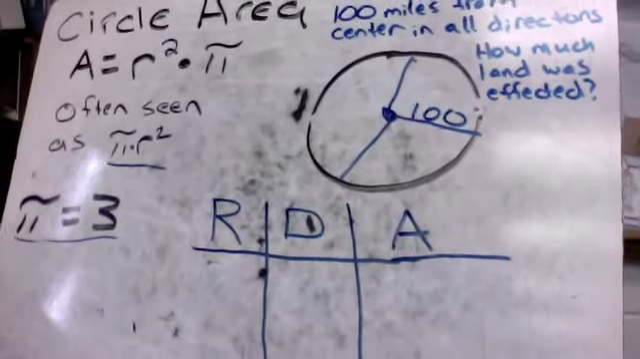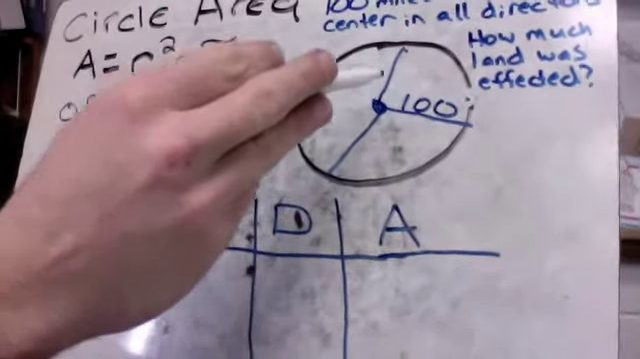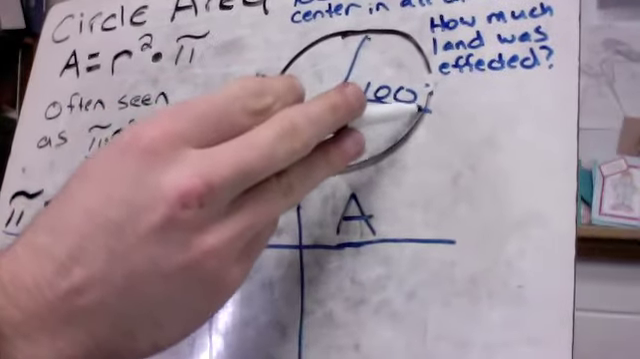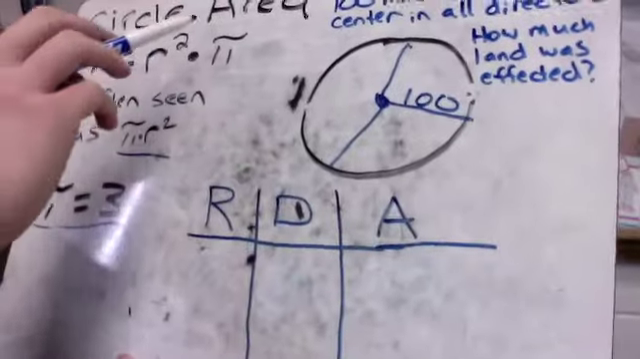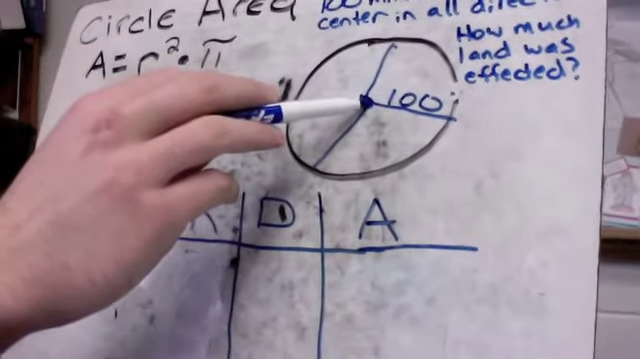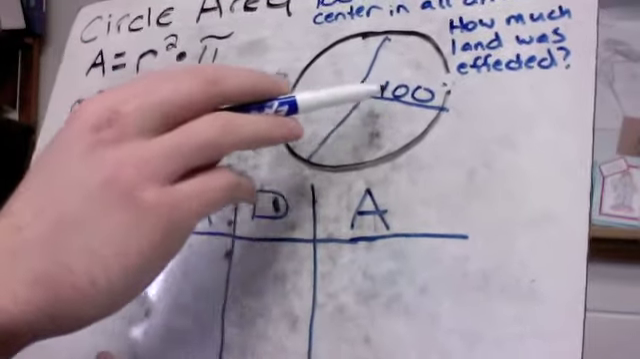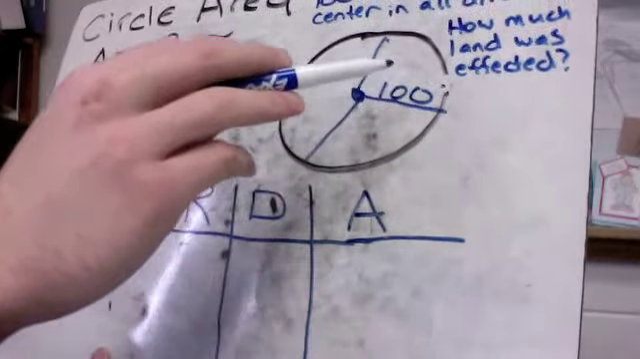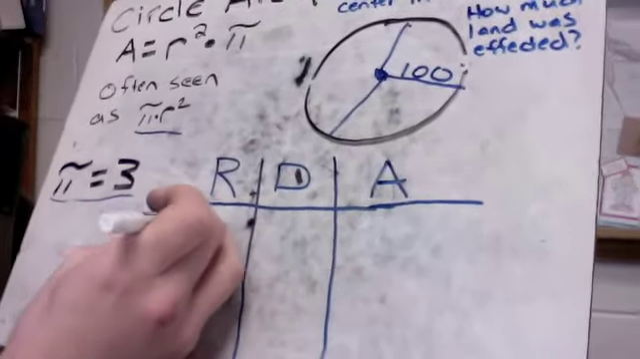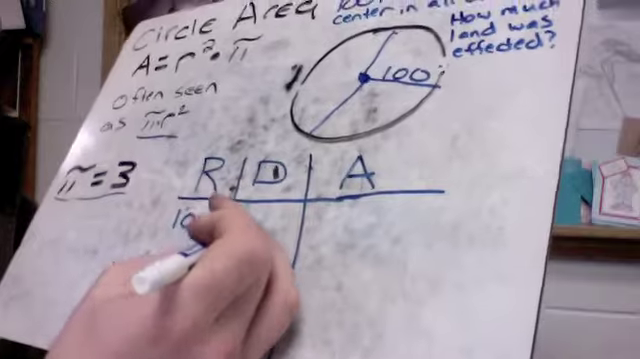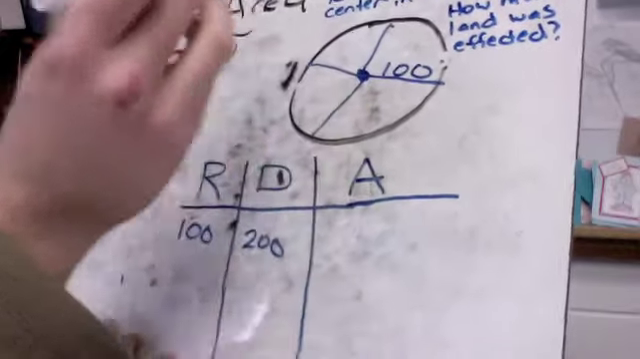So we can do this. From the epicenter to the outermost point where people are affected is 100 miles. That represents the radius. From the middle out would be the radius, so that would be 100, making the diameter all the way across 200. Okay.